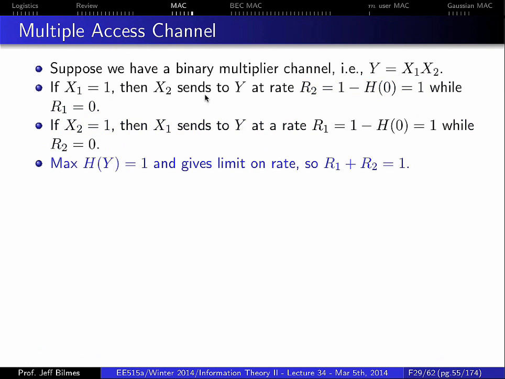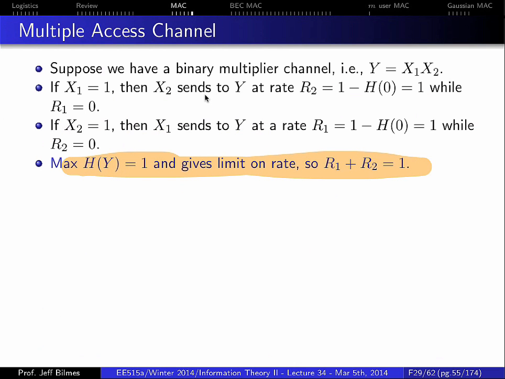Oh, there was one more bit. We know that the max achievable rate on both of them is the max over the mutual information of x and y. Under any case, even if they were allowed to communicate, it would be 1, right? Because y is a binary variable. So we know that the sum of the two rates can't exceed 1. That's an upper bound.